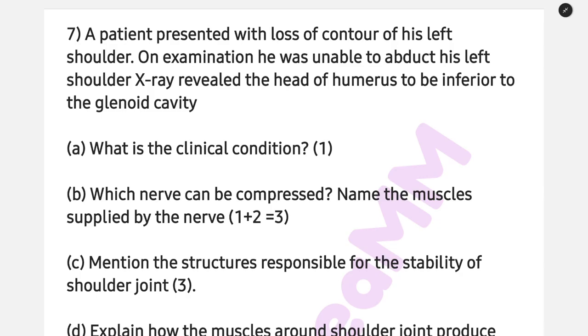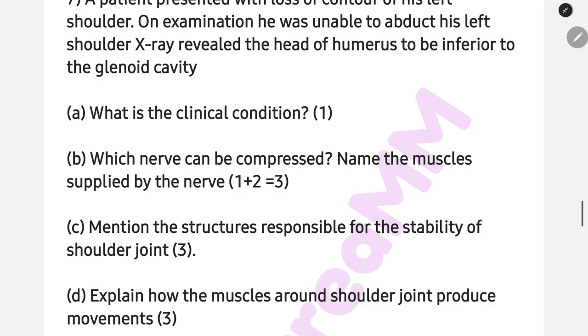What is the clinical condition? See, it is inferior to the glenoid cavity. You can say this is inferior dislocation. Which nerve can be compressed? Name the muscle. This question is already told.